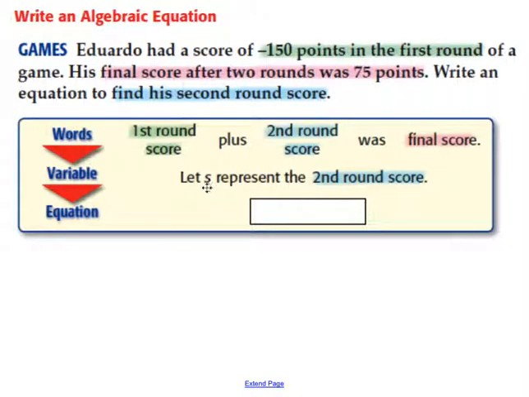So when we define a variable, we pick a letter of the alphabet, and we say what that represents. So s equals second round score. Then we can go ahead and write the equation. So his first round score, we'll substitute minus 150 plus s for the second round score equals 75. Now we could go ahead and solve this, but we only wanted to write the equation for this problem.